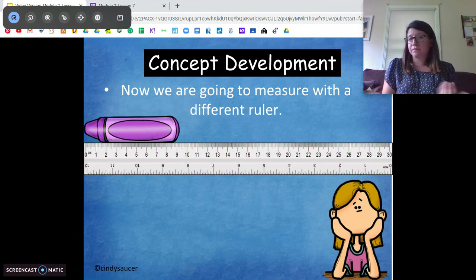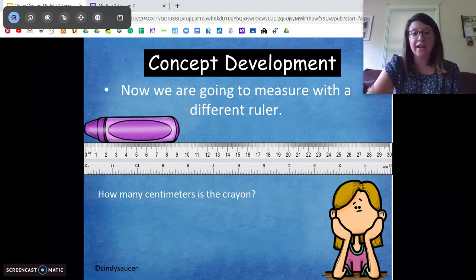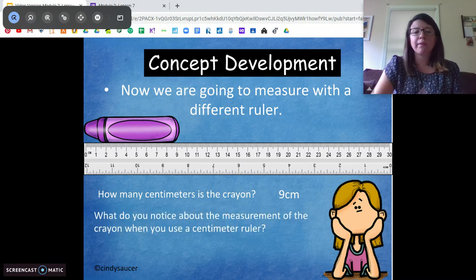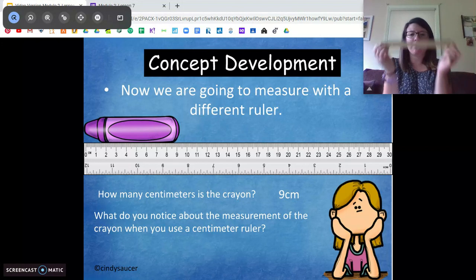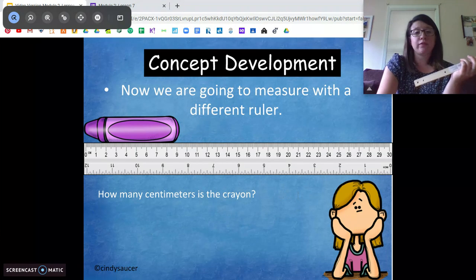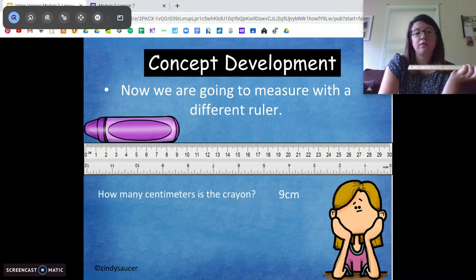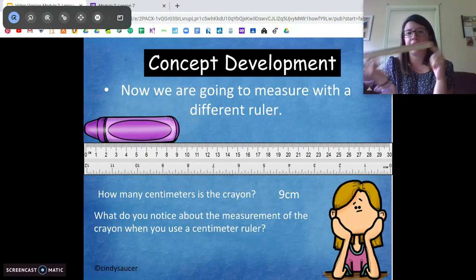Now I'm going to use a different ruler. How many centimeters is this crayon? Same crayon, different ruler. How many centimeters is it? Still 9, right? So when we measured with paper clips, they were different. Why was it the same when we measured with a ruler? What do you think? Talk to somebody at home. Why was it the same when we measured with a ruler, but different when we measured with paper clips? We measured with 2 different rulers. We did a green ruler and a white ruler, but it was still 9 centimeters. Why was it the same?